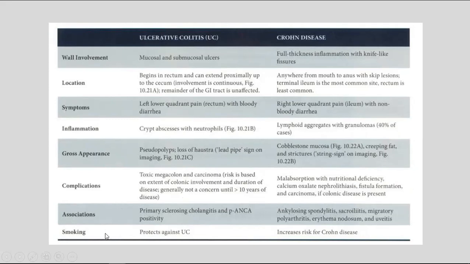There are a number of associations. Almost all patients that have primary sclerosing cholangitis are going to have underlying ulcerative colitis. Now remember that not all ulcerative colitis patients have primary sclerosing cholangitis. Only about 5% of them have this condition. But if you see someone who has this, 95% of them are going to have ulcerative colitis. And you also have these particular markers, the P-ANCA, which are going to be positive for ulcerative colitis.